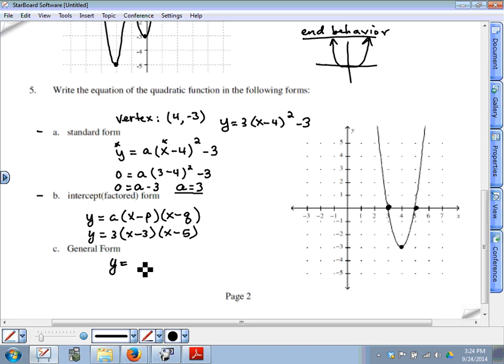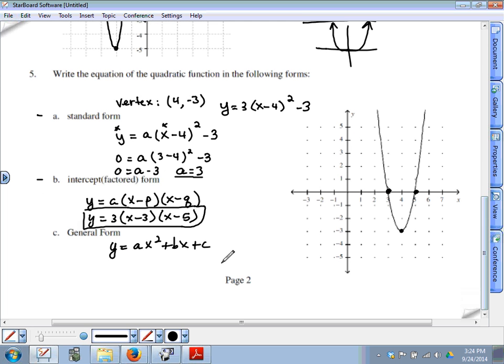General form is ax squared plus bx plus c. So you could take either the standard form here or the intercept form here, multiply it all out to get standard form. I'm going to use this intercept form and multiply that together. So we have 3, and then if you multiply x minus 3 times x minus 5, you're going to get x squared minus 8x plus 15, and when you distribute the 3, you're going to get 3x squared minus 24x plus 45.